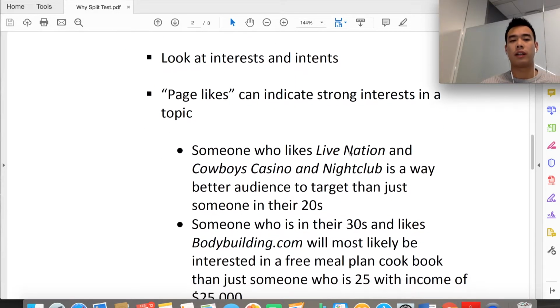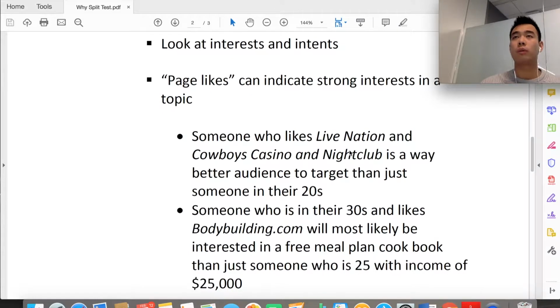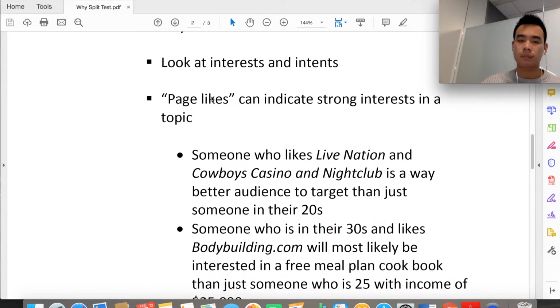What interests are is what this person or this group of people like to do, where they like to go, and what pages they like to follow or want to follow, right? So I've listed an example here. Page likes can indicate strong interest in a topic, meaning if someone goes out of their way to like a page, they are most likely interested in it, right? Like if I go out of my way to like a page that talks about coffee, that means I really want to know what they have to say about coffee. I really like coffee then.